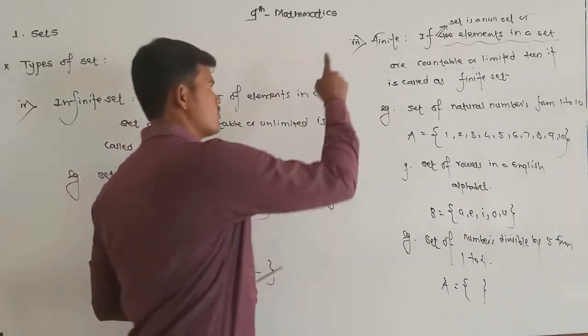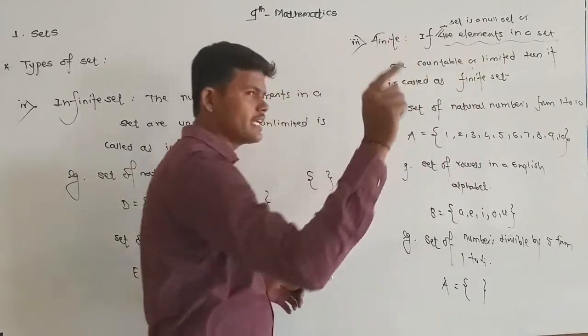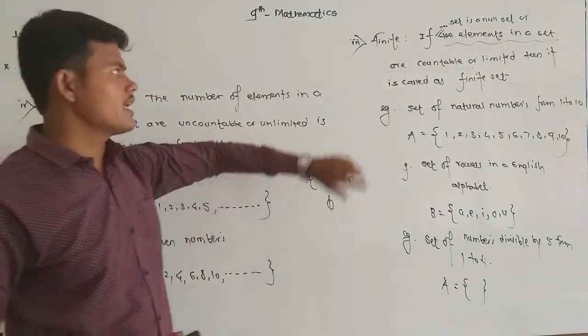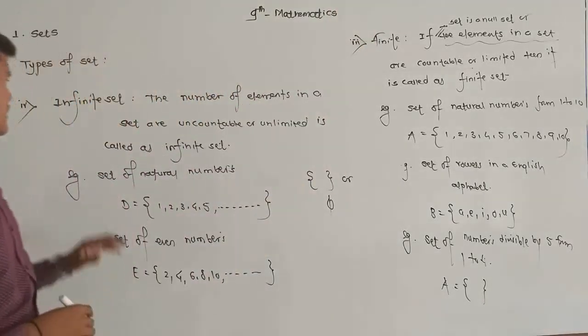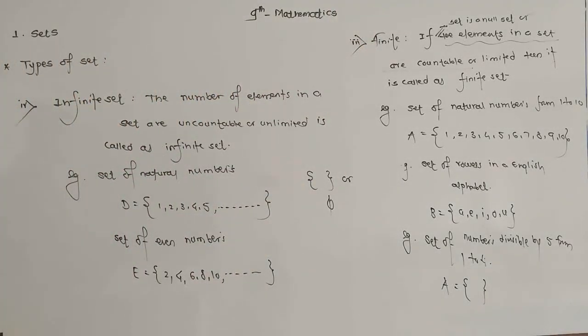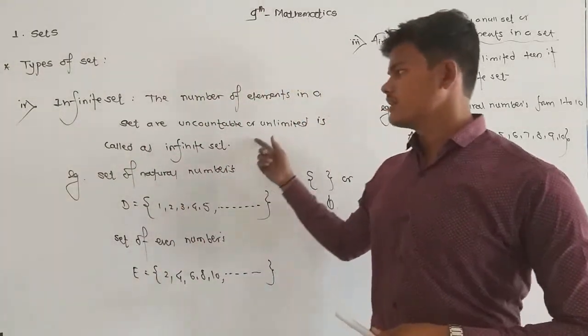So finite set means what? I again repeat, a null set is also an example of a finite set. Okay. And last one is infinite set. What does infinite set say? The number of elements in a set are uncountable or unlimited. म्हणजे set मधले element जर आपल्याला count करता आले नाही, then it is called an infinite set.